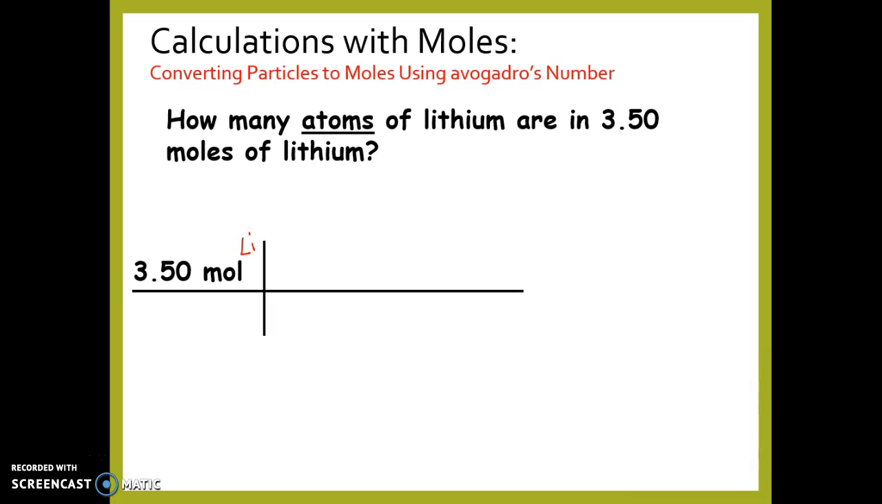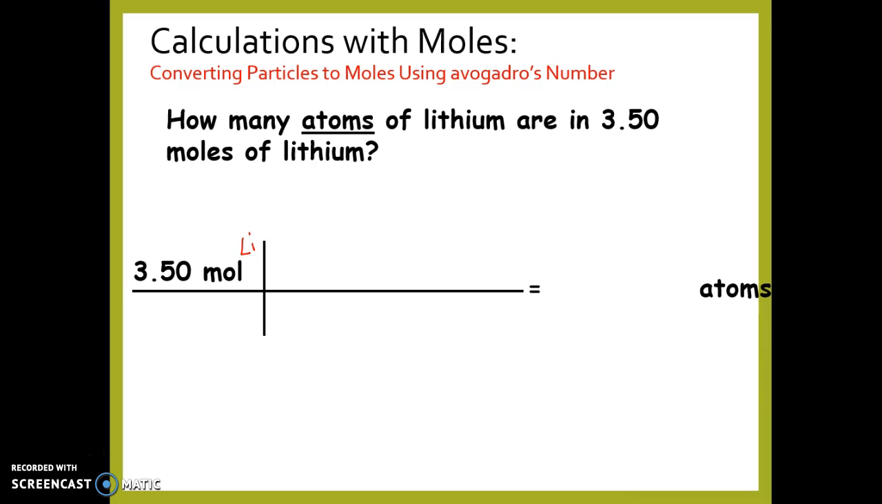So after we've done that, now we need to find out what are we looking for? What are we trying to find? And it says how many atoms of lithium. So we write an equal sign, we leave a space, and we write atoms of lithium. Now, the next step is probably one of the harder ones. We now have to determine where to go, but I've made it very prescriptive.